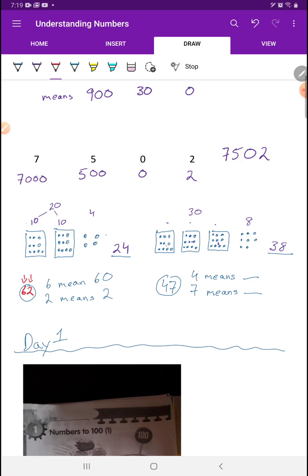And this one here, this is just the opposite. You've got 47. We've already talked about this up above. 4 is in the tens place, so you actually have 40. And 7 is in the ones place, so you just have a 7.